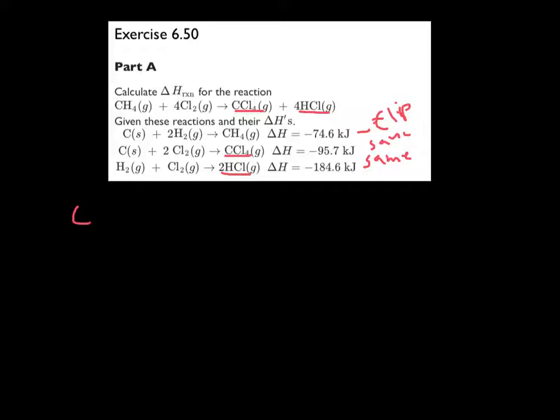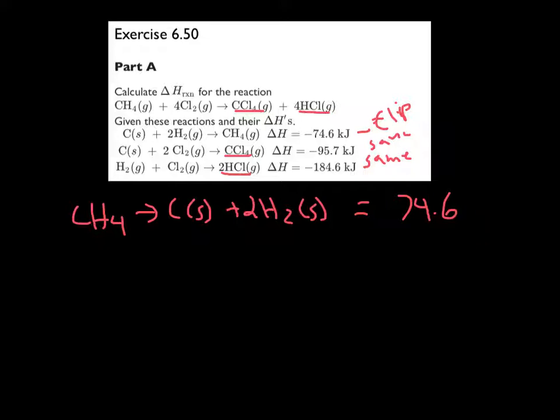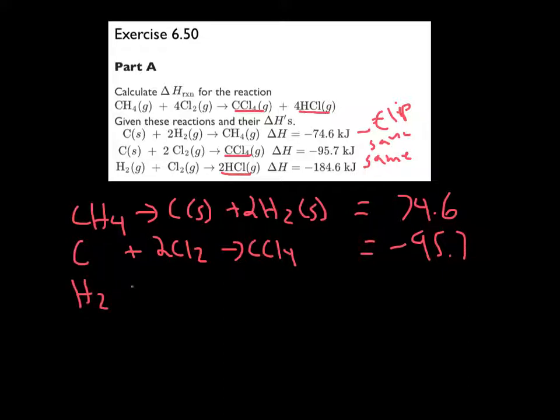So we get CH4 equals C solid plus 2H2 gas, and this value equals 74.6. This next one stays the same. C plus 2Cl2 equals CCl4. I'm being quick and I'm not writing the states of matter, but as I said before, you should always write the states of matter because there are some more complicated ones where the states of matter are required.